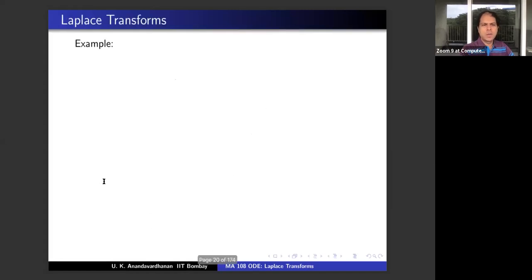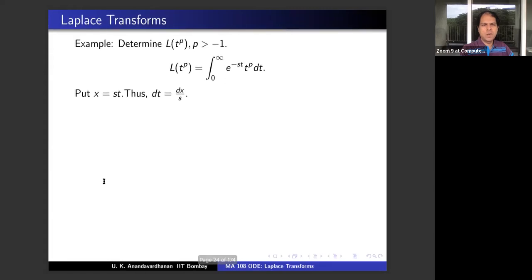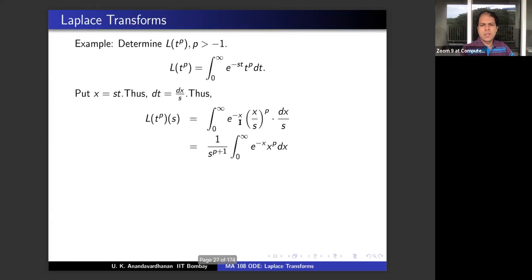Okay, so let me recall that example also. L of t power p for p bigger than -1. This was a definition, and we made this transformation. Therefore, L of t power p, you change the integral, and now you notice the gamma function is here automatically. This is 1 by s power p plus 1 times the integral of e power minus x times x power p, but this is the definition of gamma of p plus 1. And all this made sense whenever s is positive.